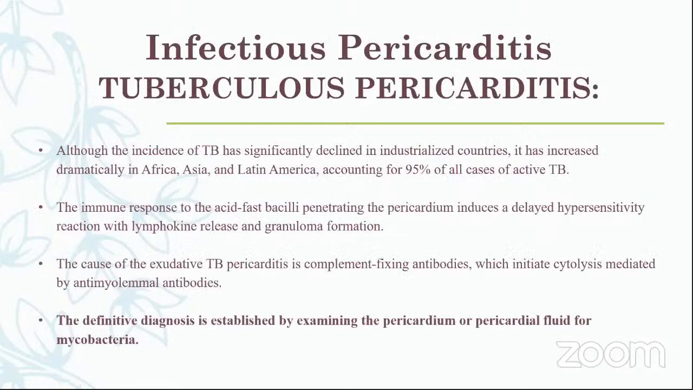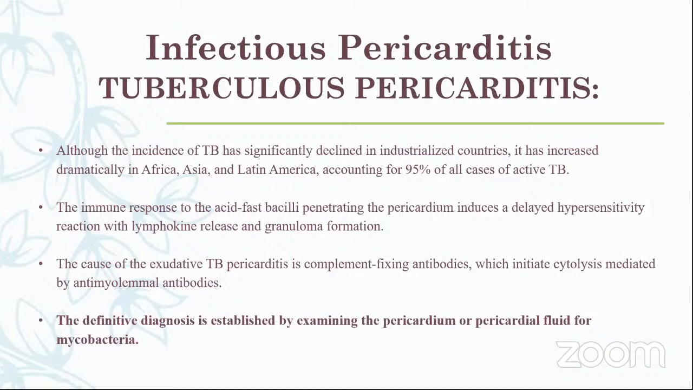TB pericarditis. Although the incidence of TB has significantly declined in the industrialized countries, it has dramatically increased in Africa, Asia, and Latin America, accounting for 95% of all cases of active TB. The immune response to the acid-fast bacilli, which penetrate the pericardium, induces a delayed hypersensitivity reaction with lymphokine release and granuloma formation.